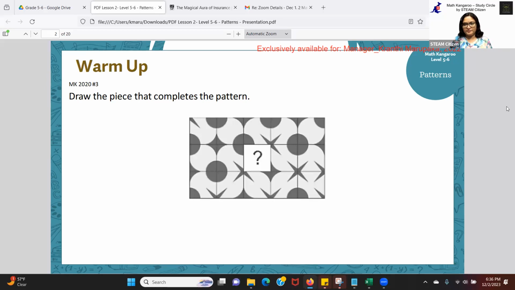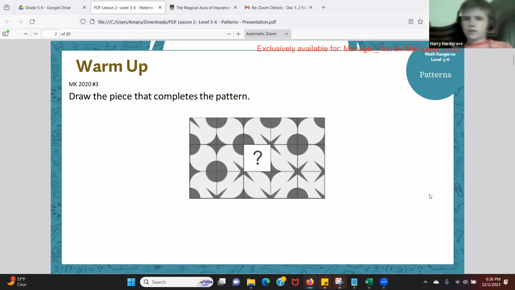Do you want to take this? All right. So the first question says that we need to draw the piece that completes the pattern. The first thing we should look at when looking for any pattern is whatever the first set of numbers or pictures is. So in this case, I want to look at this first row and try to see what the pattern is. We have some circles.